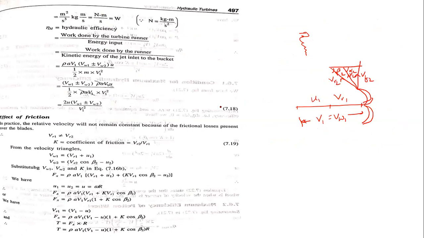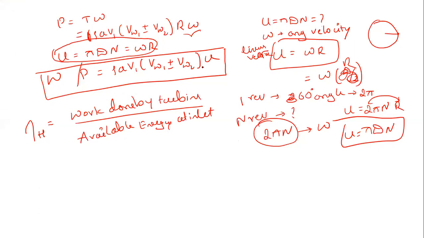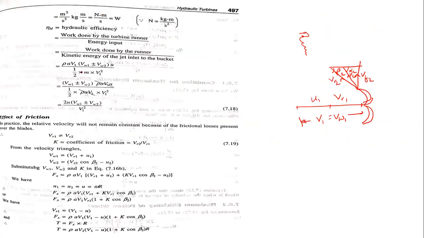So what can we write here? The work done by the runner we already know: rho A V1 U (VW1 plus or minus VW2). This is the work done by the turbine, rho A V1 (VW1 plus VW2) into U. And what is the inlet energy? It will be, of course, kinetic energy.